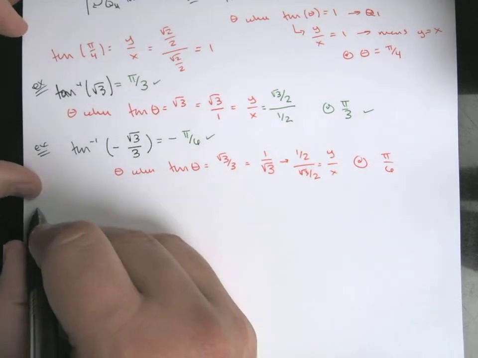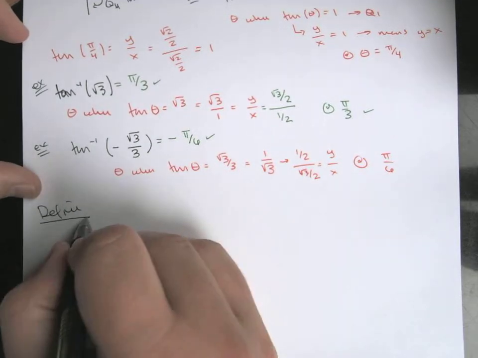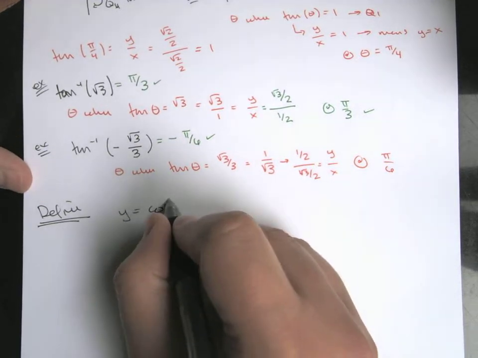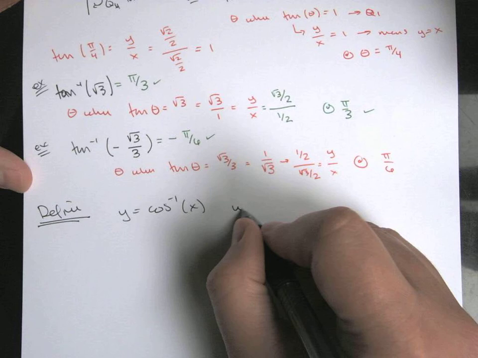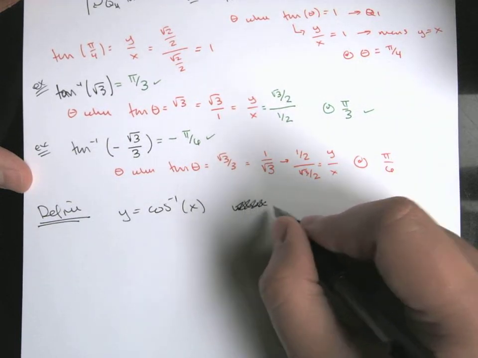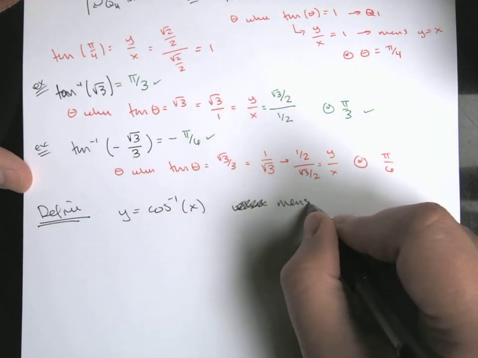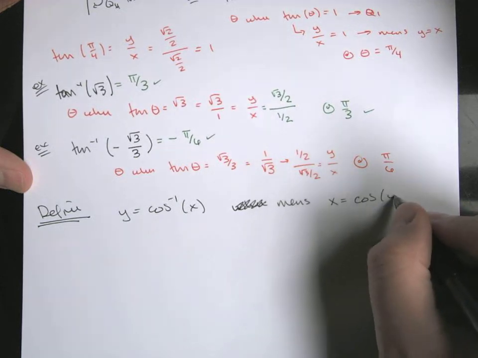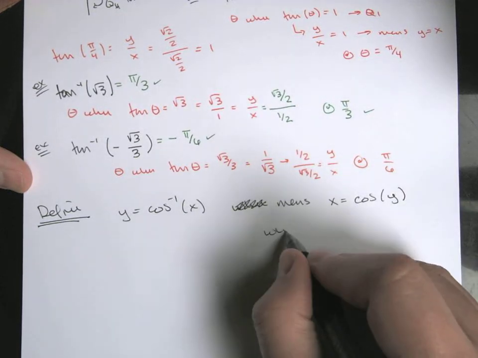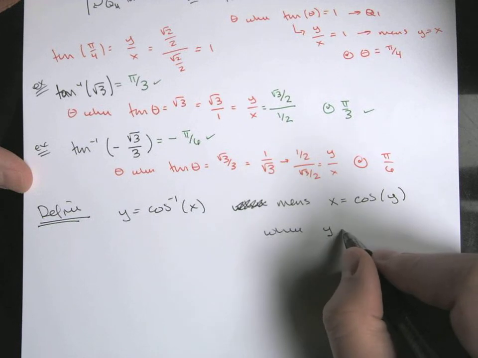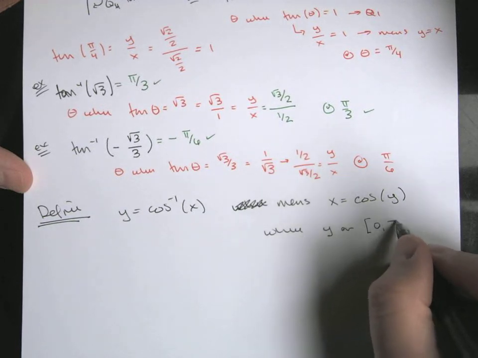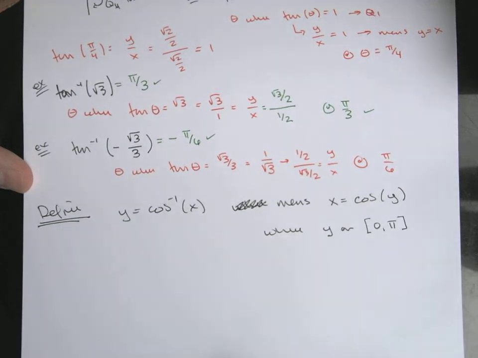Cosine inverse. So why didn't we do cosine inverse yet? Cosine is usually our number 2 of the big 3. So what is cosine inverse of x? This means our x value is the cosine of y. And what we're going to do here is define this on a slightly different range, a slightly different angle span.